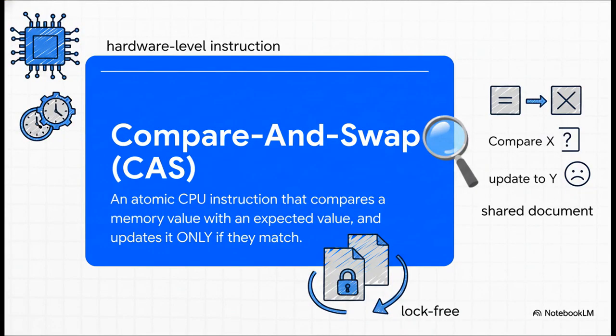So compare and swap, or CAS, is an instruction that happens at the hardware level. It basically says this: hey, I expect the current value in memory to be X. If it is still X, go ahead and update it to Y. But if it's not X anymore, then just do nothing and let me know that I failed. And the crucial part is that this whole check and update happens as one single indivisible operation. It's kind of like trying to save a document on a shared drive. You can only save your changes if nobody else has saved a new version since you first opened it.